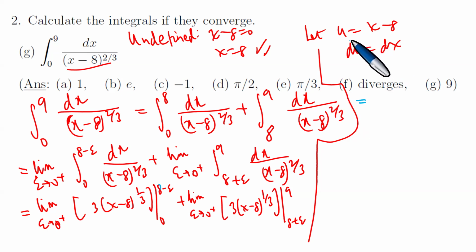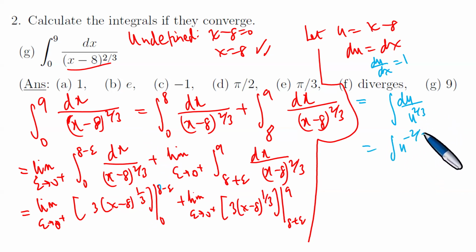Why? Because if we let u be x minus 8, then the derivative, in other words du dx, is 1. So right now, because of this, it means that this is the same as integrating du over u to the 2/3. Because if the derivative of what is within the bracket is 1, then you can just add 1 to the exponent, and now this obviously is u to the minus 2/3 du, same thing. So you add 1 to the exponent, but also you divide like this.